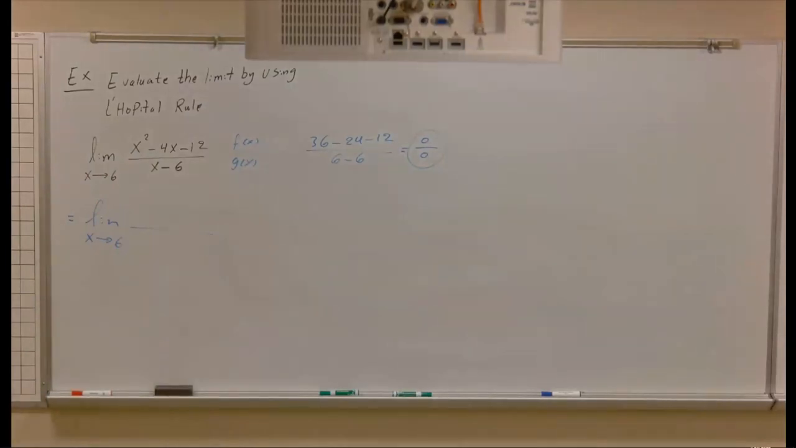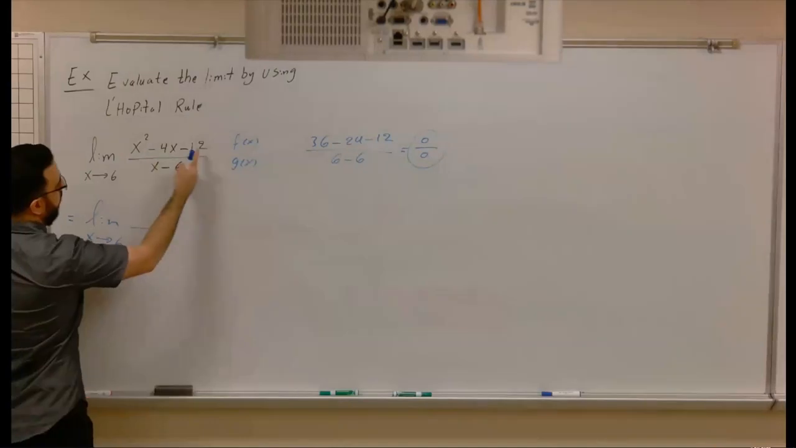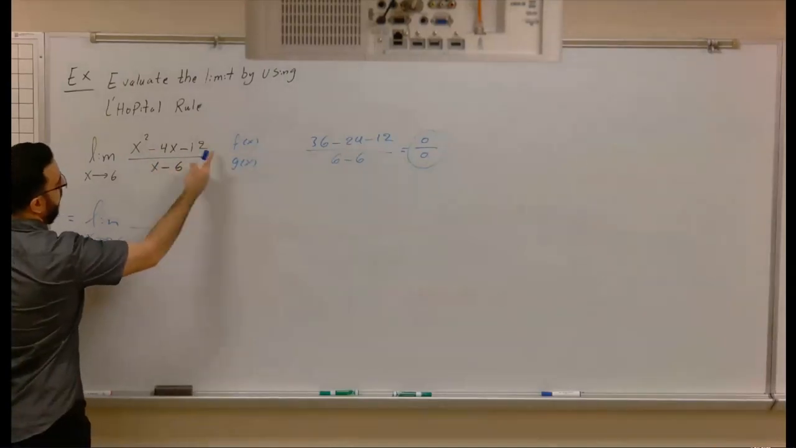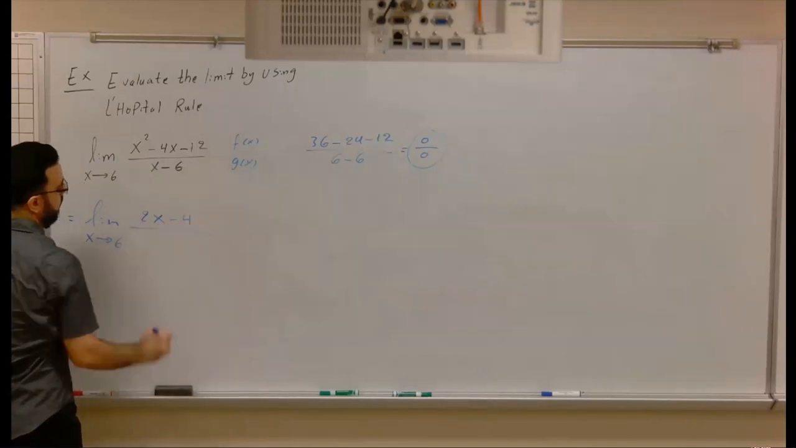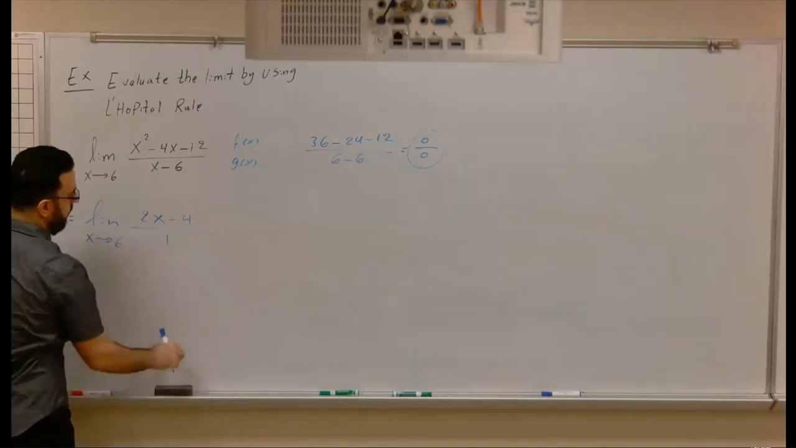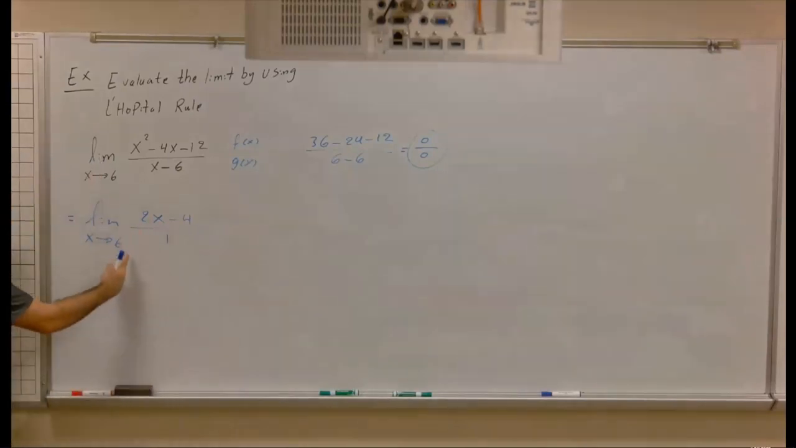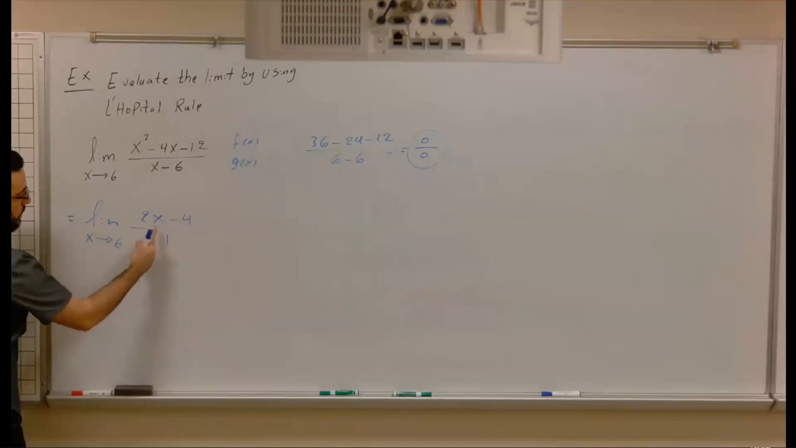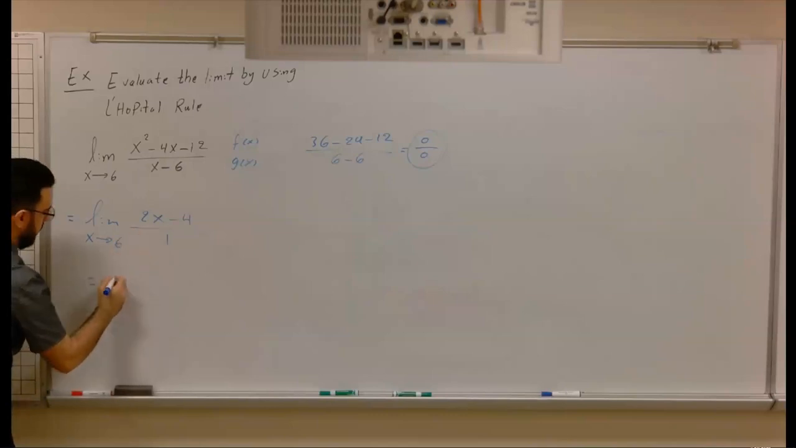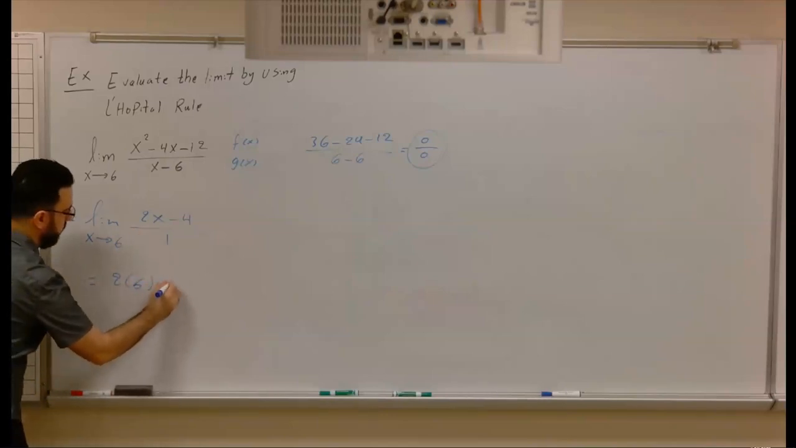Find the derivative for f of x, which is 2x minus 4. Find the derivative for g of x, which is going to be 1. Now, if you look at the new form, it's easier to find the limit. If you plug in 6, it's going to be 2 times 6 minus 4. It's going to be 12 minus 4, which is 8.